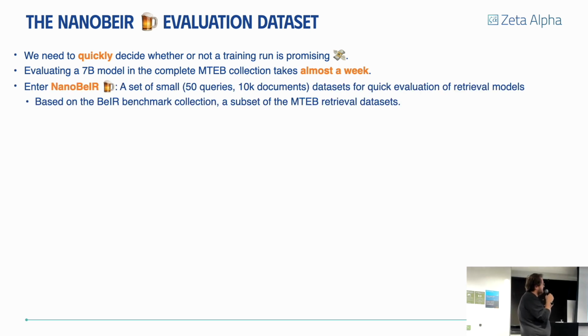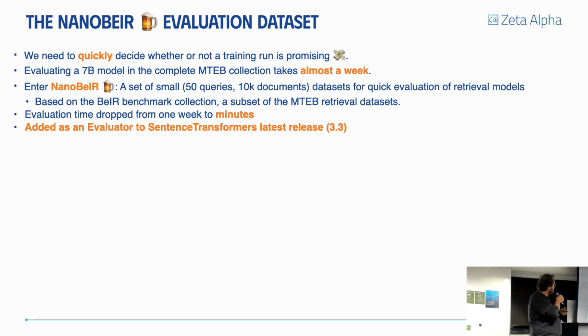So we created this NanoBEIR dataset collection. It is a sample of the BEIR dataset, a collection of retrieval datasets for benchmarking models. We sampled 50 queries and up to 10,000 documents in each. And the evaluation time dropped from 1 week to a few minutes. So now it's feasible to do this while we are training, to validate that your model is actually improving as we train it. And it was also added to Sentence Transformers this week.